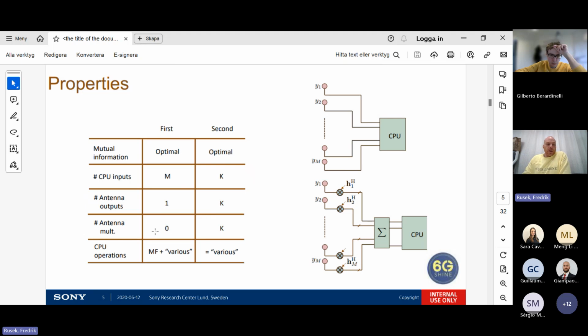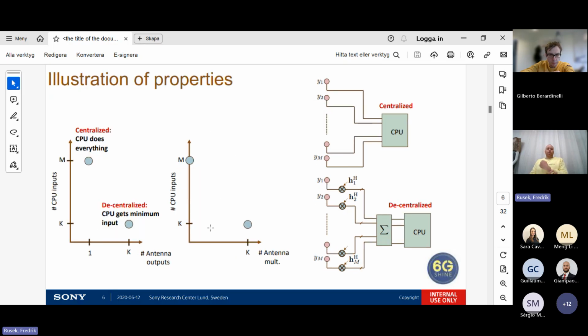If you now count how many multiplications you have to do per antenna, in the first one it would be nil, because you are only passing through your observation. Here it is K, because you have to take the observation and multiply by this vector. And what do you have to do at the CPU? You basically have to do the detection, if you have an LDPC code or whatever. So you have to do some stuff here. You have to actually now decode or produce LLRs or whatever.